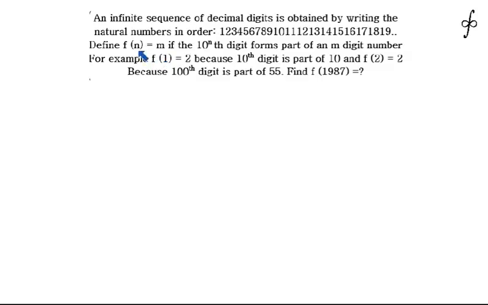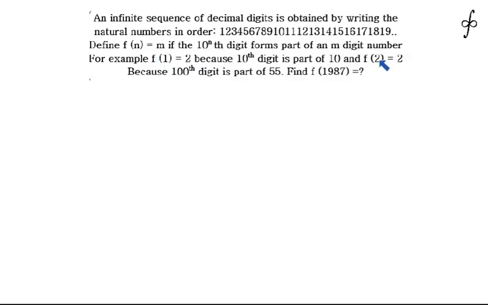And we are defining a function f(n) equal to m, if the 10 to the power nth digit forms part of an m-digit number. One example is shown for better understanding. f(1) is going to be 2, because f(1) means we are going for the 10 to the power 1th digit, and the 10 to the power 1th digit from the beginning will be 1. That 1 is a part of the 2-digit number 10, so f(1) must be 2.